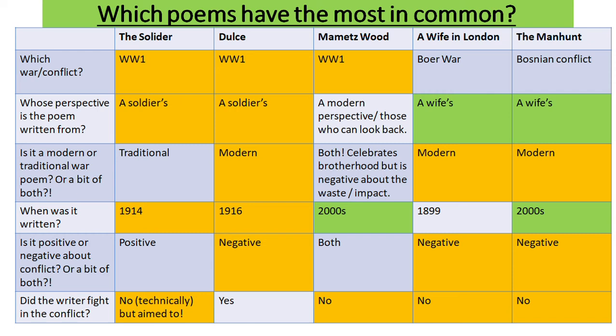In terms of positive and negative, we've got Dulce, A Wife in London and Manhunt that are all very negative. And at the bottom one, we've got nobody fighting in the actual conflict apart from Wilfred Owen. And that's one of the key reasons, I think, why his poem is so negative and horrific, because he's the only one who'd actually seen it firsthand to describe those horrible scenes that he witnessed.